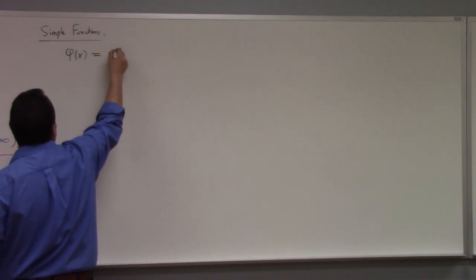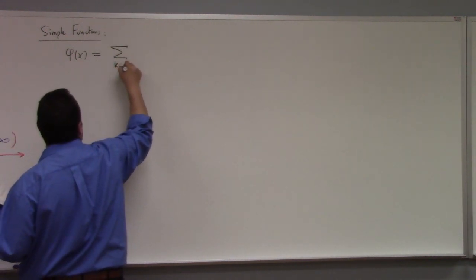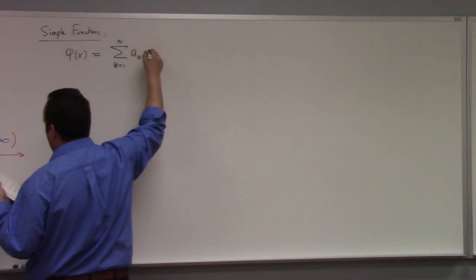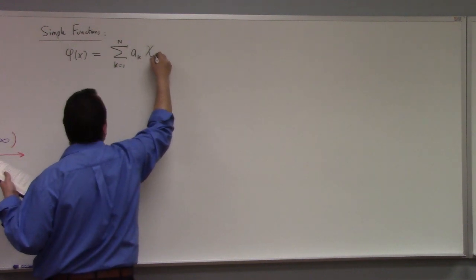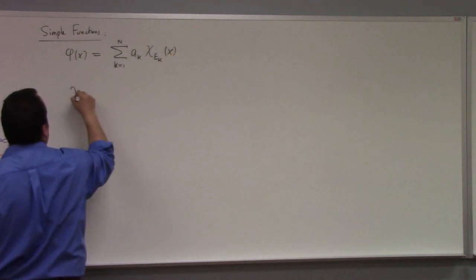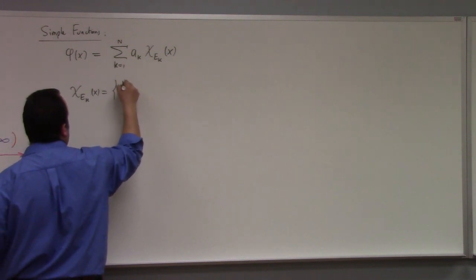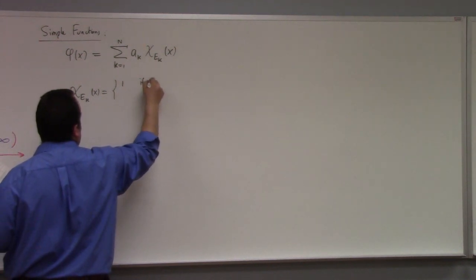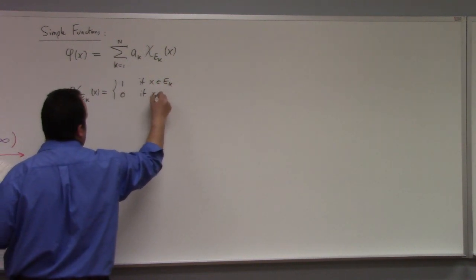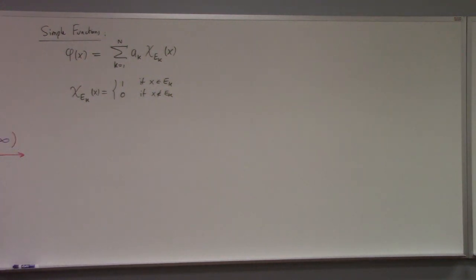A finite linear combination of characteristic functions, I think is right. So here we have the sum from k equals 1 to n of a sub k, that's a constant, times chi e sub k of x. Now remember here, chi e k of x is equal to what? It's equal to 1 if x is in e k, and it's equal to 0 if x is not in e k. So this is the set theoretic analog of my beloved Kronecker delta.